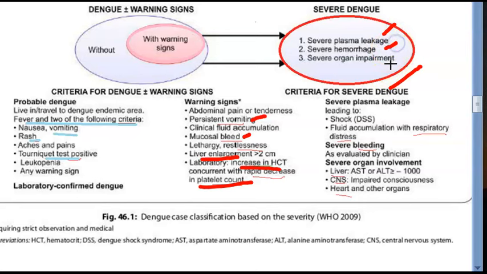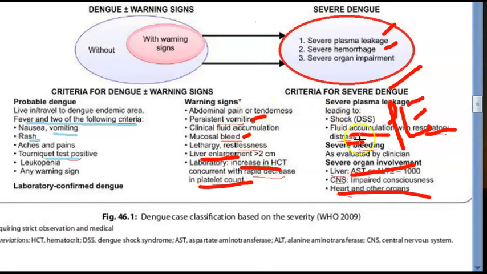Now, severe dengue, we told you that there is shock. There is severe hemorrhage. There is a CNS impact, liver enzymes are elevated, and the heart and other organs are affected. Multi-organ failure can be there. Acute respiratory distress can be there. Fluid accumulation, there can be ascites, etc. We told you that there can be cerebrovascular bleeding, etc. Pleural effusion, that is respiratory distress, metabolic acidosis.